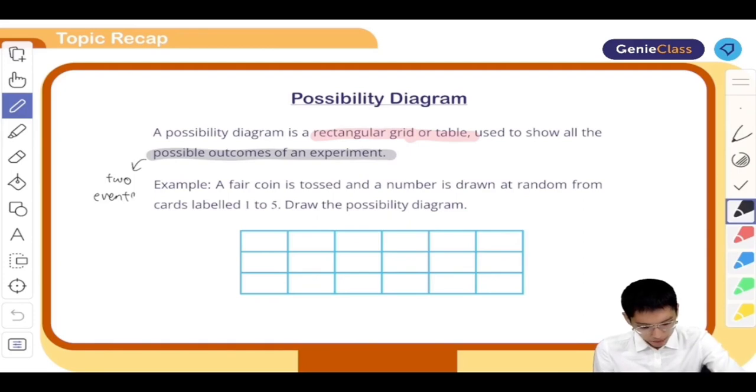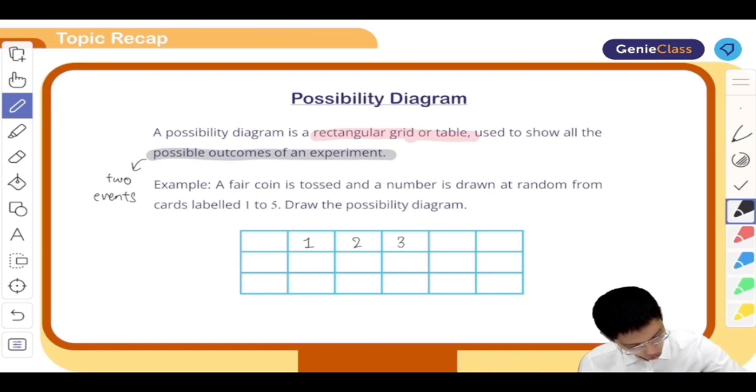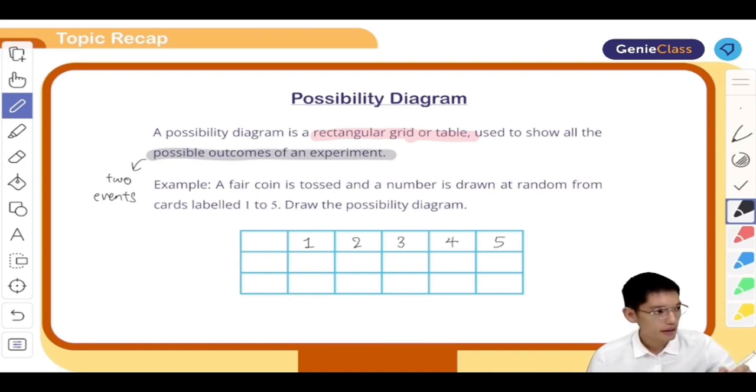So what do I mean? Suppose in this particular example, I have a fair coin, I toss it up, and a number is drawn at random from 1 to 5. So if I have a coin, I toss it up. What are the possible outcomes? So in this case, for the number, you realize there are 5 of them. I'll just label 1, 2, 3, 4, 5. And suppose there is a coin, if I toss it, it's going to be either heads or tails, right? Only these 2, heads or tails.